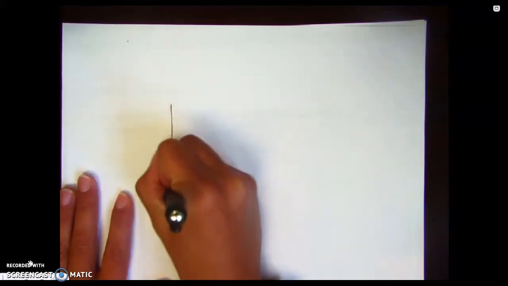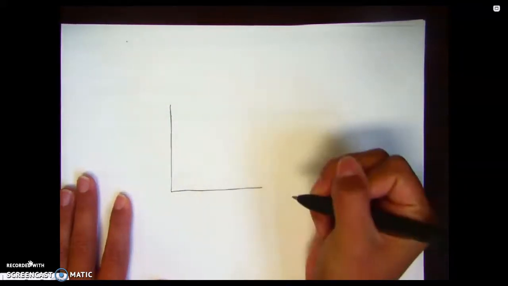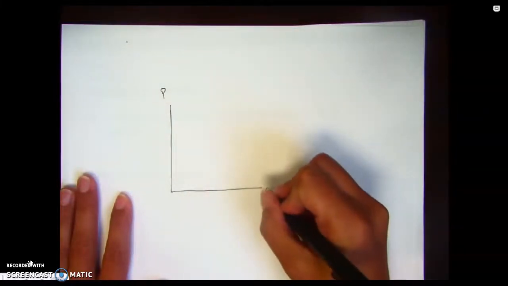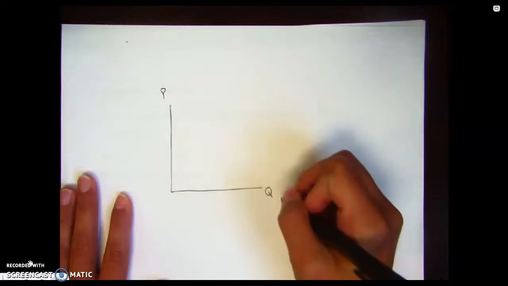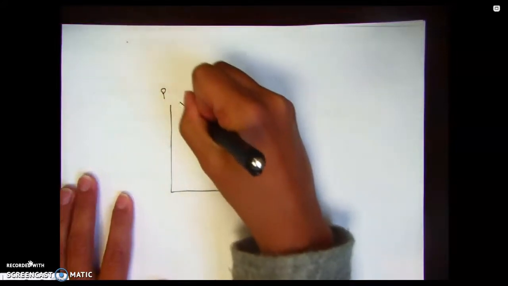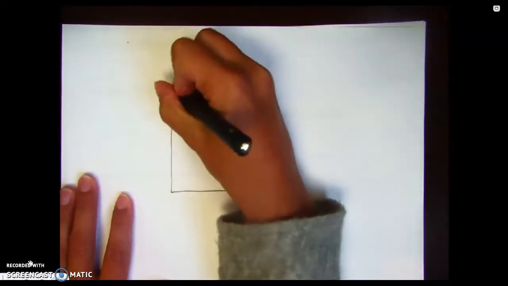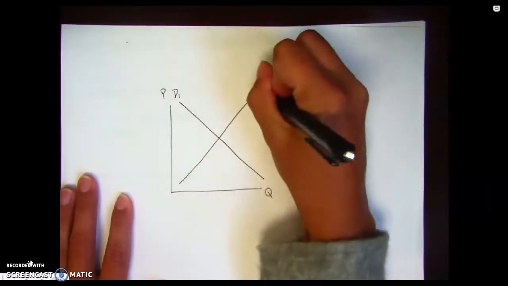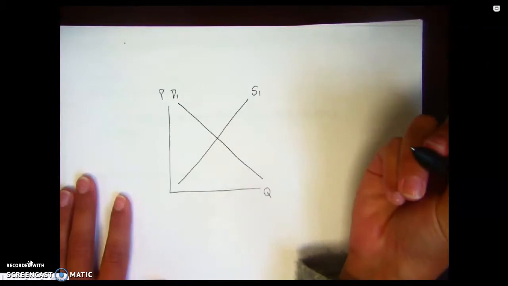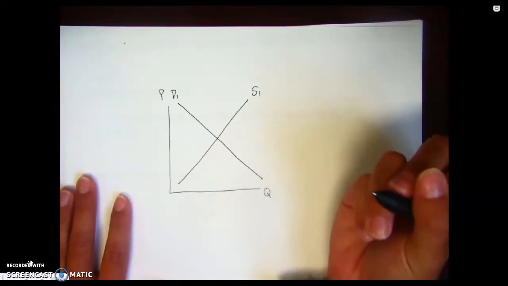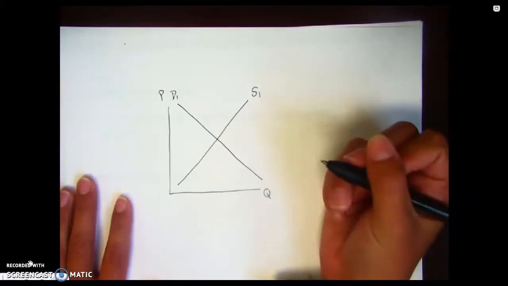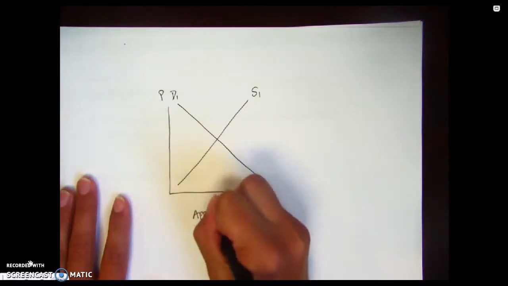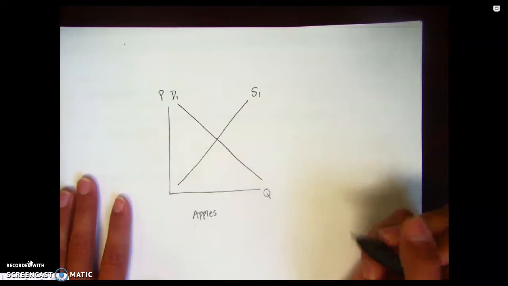Okay, so we are going to draw our supply and demand graph. Remember to label your axes, price and quantity. Your demand curve is a downward slope, and we're going to label it D1. Supply is an upward slope, and we're going to label it S1. So instead of using rent, let's use apples. So we're going to measure the supply and demand of apples.